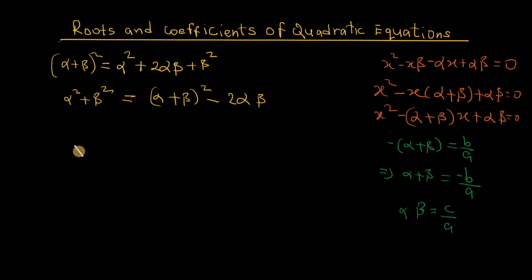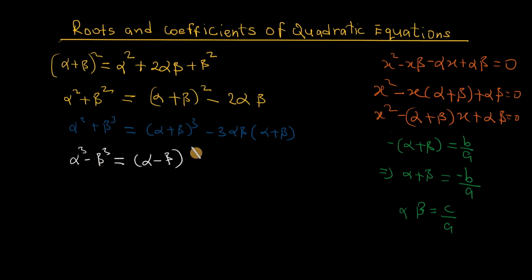Carrying out the expansion of alpha plus beta cubed using the binomial theorem, we can also get alpha cubed plus beta cubed equals alpha plus beta all cubed minus 3 alpha beta into alpha plus beta. Carrying out similar expansion using the binomial theorem and the Pascal triangle principle, we can also obtain alpha cubed minus beta cubed equals alpha minus beta into alpha plus beta squared minus 3 alpha beta.